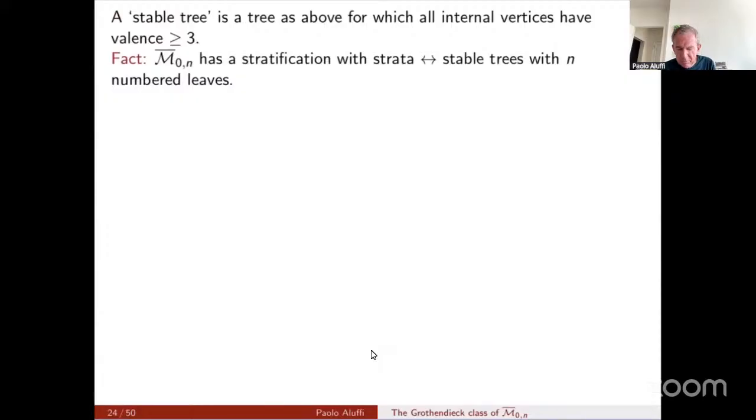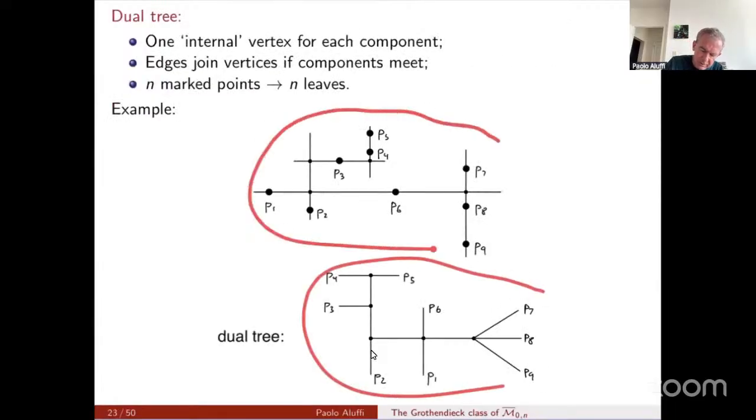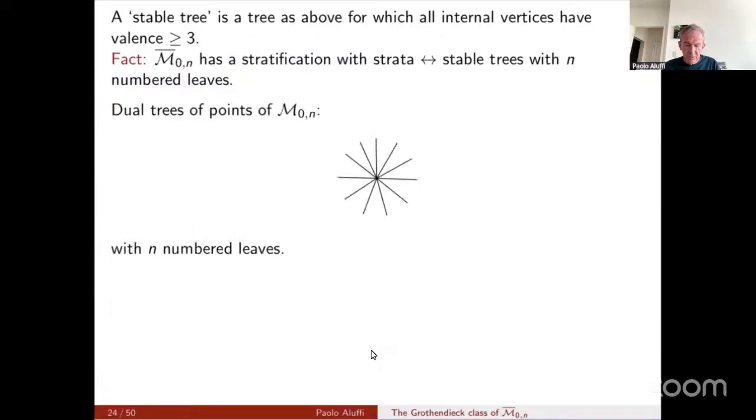A stable tree is the tree as above, for which all internal vertices have valence greater than or equal to 3. These are precisely the trees that arise from these other guys. And the fact that Knudsen proved is that M0n bar has a stratification, and the strata correspond to stable trees with n leaves. The tree corresponding to the big component, the big open dense set of M0n, is just one P1 with n points. In the dual tree, that becomes 1 vertex with n numbered leaves. That's the largest stratum, of dimension n-3.